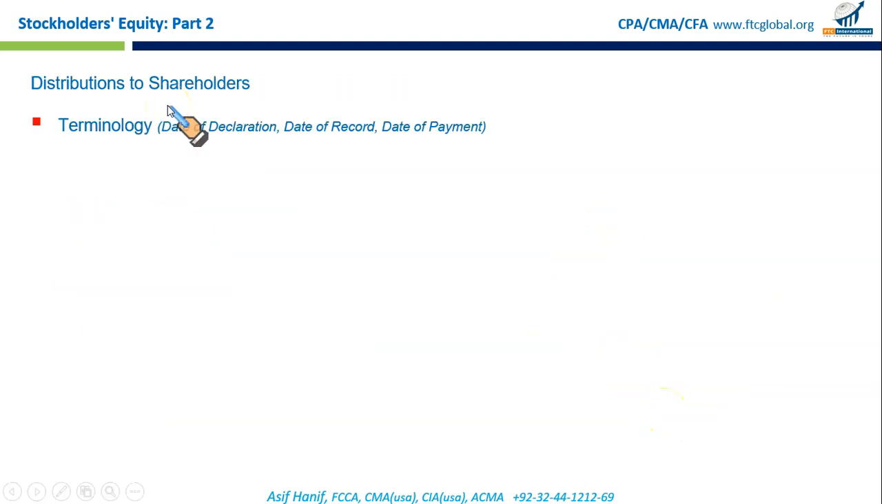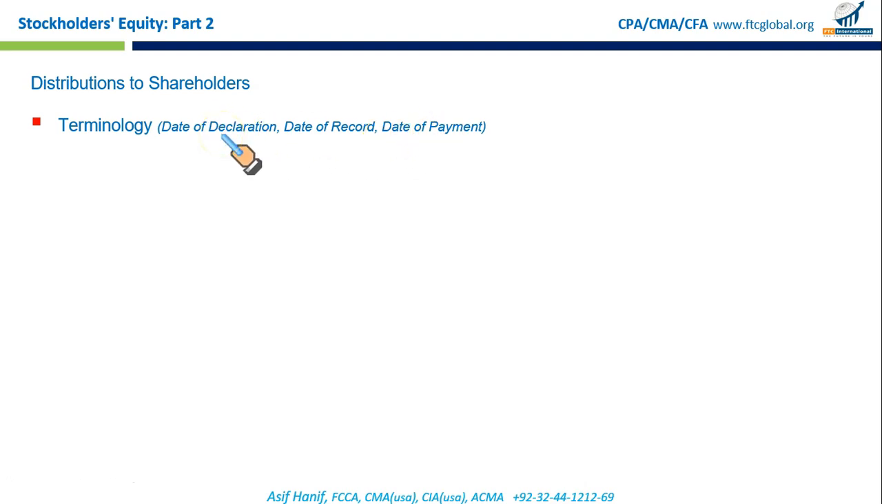Distributions to shareholders. Dividend is normally the payment made by a company to shareholders. Clearly, it is made out of profits or retained earnings. It is mostly given in cash, but it can be in other forms also. So here we have some important terms to understand: date of declaration, date of record, and date of payment. Let me explain each one by one.